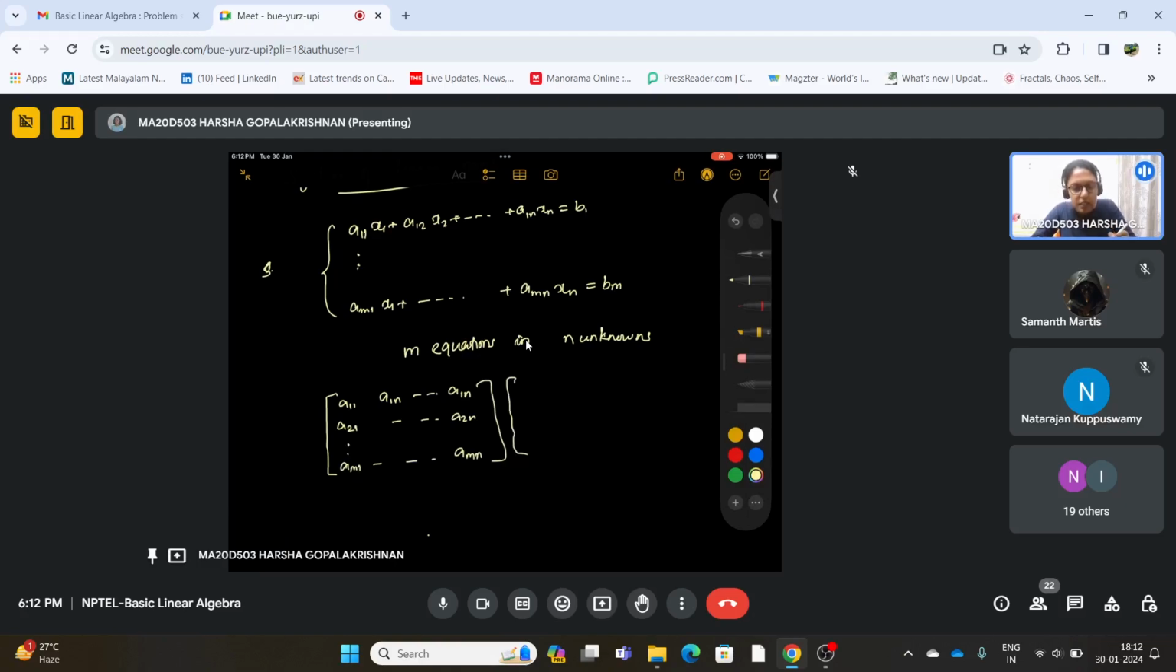Now, what is the first equation? a11 x1 plus a12 x2 plus etc. plus a1n xn. These two represent the same thing, right? So we need the column vector here. The column vector should be x1, x2, etc., xn. If we multiply these two matrices together, what should we get? The right-hand side b1, b2, etc., bm. Correct? If you expand the matrix product, we will get the equations. So this is the corresponding form of the given system of equations.